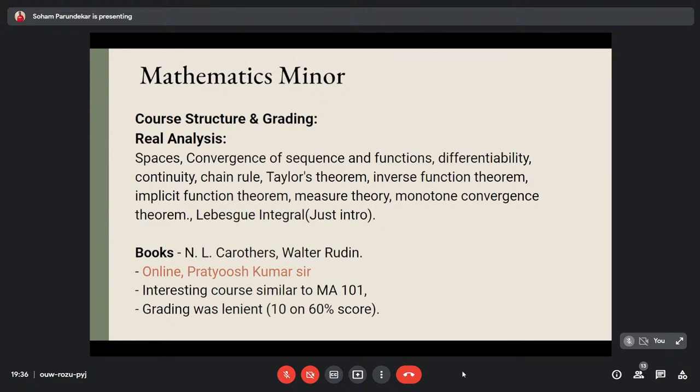Apart from this, the books that were used were N.L. Karuthar and Rudin. Karuthar has a great set of problems that can give you a deep insight into real analysis. The course was taught by Prithyusher, and the teaching in general was quite interesting and intriguing. We had live classes 3 days a week, but the attendance was quite low, often dropping to 6 or 7, probably because the course was on the harder side.